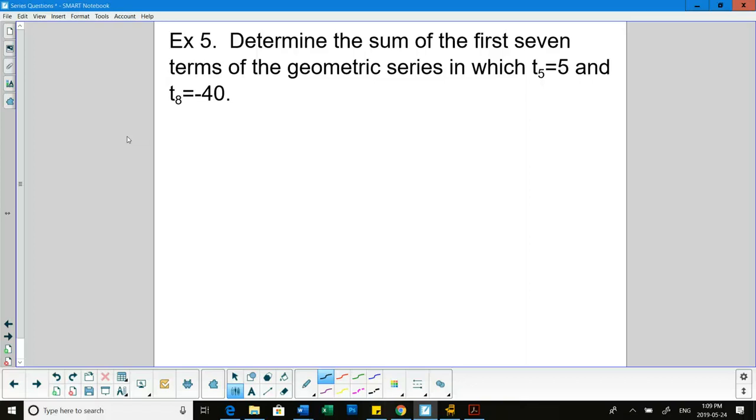So I could solve this a couple of ways. If I want, I could make 2 equations and use substitution and all that kind of stuff, but I did teach you a quick little way that you can figure out the R value if I know 2 random terms in the sequence. Does anyone remember how we do that?